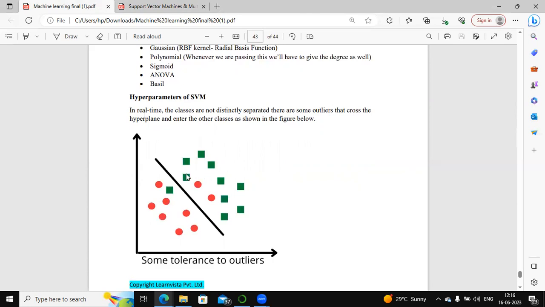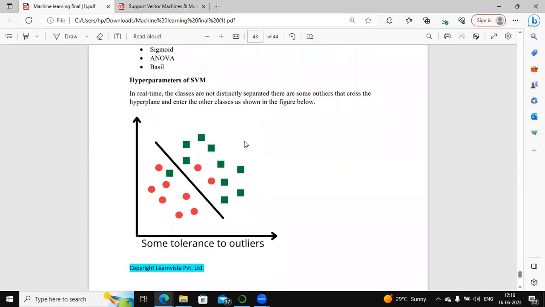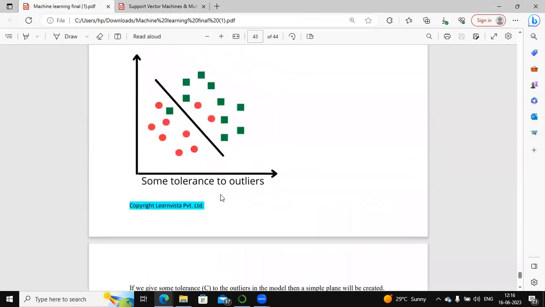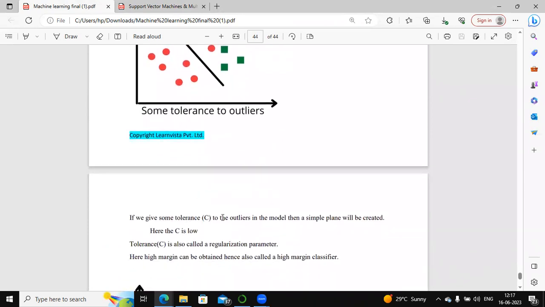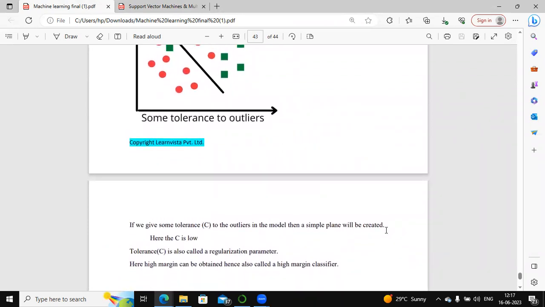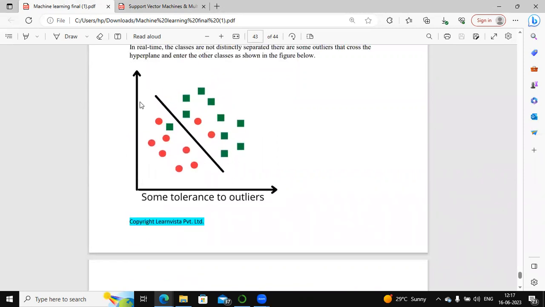Here we have tried to draw a hyperplane so that we are able to classify green and red classes properly. But what happened is that there are some outliers, like green class points have come here and red class points have gone there. This is because in real-time data, the classes are not distinctly separated. That's the main reason. So if we allow some tolerance to outliers in the model, then a simple plane will be created. This is the simple plane that we have created because we have given some tolerance for the outliers.